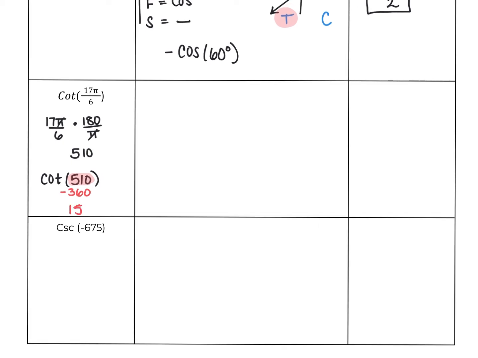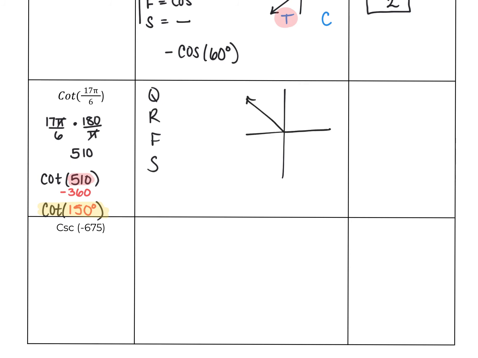So the goal is to make the angle between 0 and 360. Is this 150 between 0 and 360? Absolutely. So we can change the problem now to say, let's find cotangent of 150. This is the problem that we actually want to solve. So we're going to go over here, and we're going to do our Q, our R, our F, our S. I'm going to draw a quick picture.